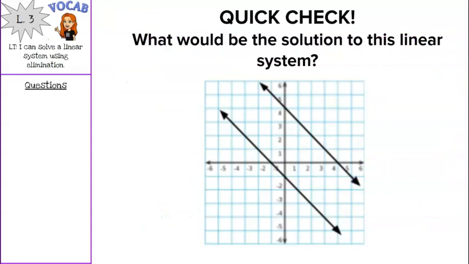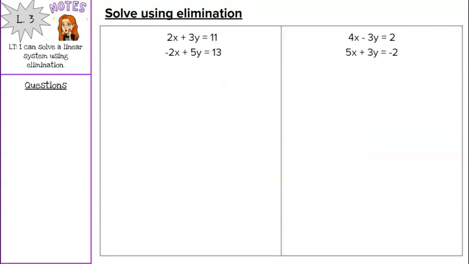Quick check, what would be the solution to this linear system? Answer in Edpuzzle. So we are going to solve the following systems using elimination. This method means we are going to add up our two equations, treating this like one big addition problem. And when this happens, we are going to eliminate something. Today's part, everything is already set up for elimination. And then part 2, which we will do next class, we will work on setting it up to make it work for elimination.